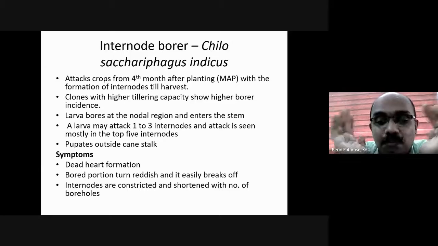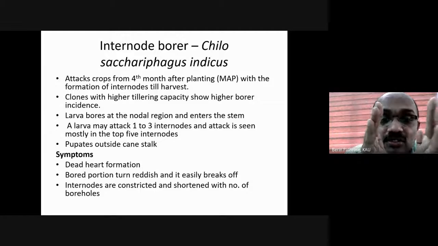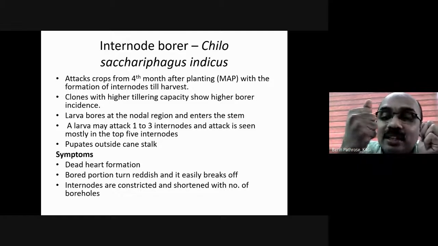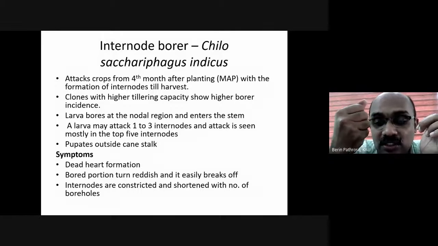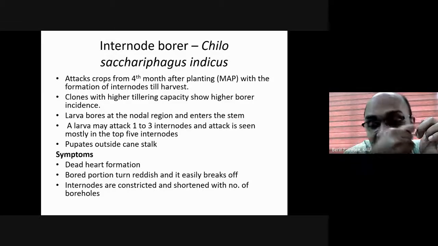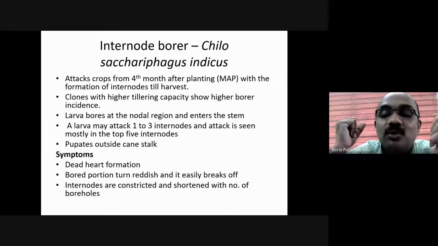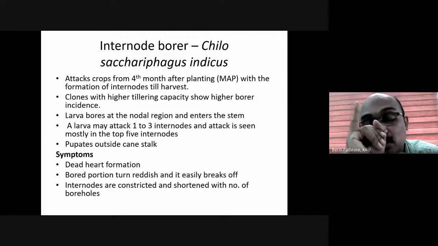And another typical feature with internode borer is that because of the feeding of the larvae inside the cane in the internodal region, there will be constriction of the internode. I will show you a very good picture of that. That means the diameter of the sugarcane decreases. It becomes constricted. And the length of the internode also decreases. So there will be constriction of the internodal region as well as shortening of the internode. So these are the typical damage symptoms of internode borer.